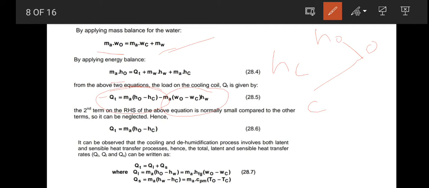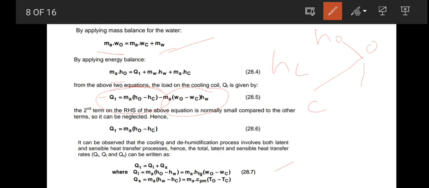Ho minus Hc. Okay, so now it can be observed that the cooling and dehumidification process involves both latent and sensible heat transfer processes. Hence the total heat transfer rate Qt is the sum of the latent and sensible heat transfer rates, Ql and Qs, as we have already seen in the previous processes. So Qt is equal to Ql plus Qs. Qt means the total amount of heat, Ql means latent heat, that is the dehumidification process, and Qs is the sensible cooling process. Then here, Ql is Ma in brackets Ho minus Hw.